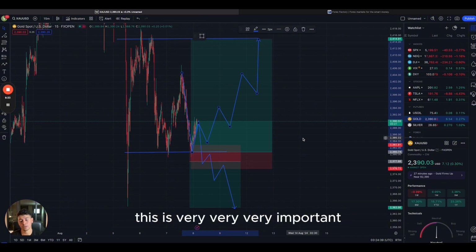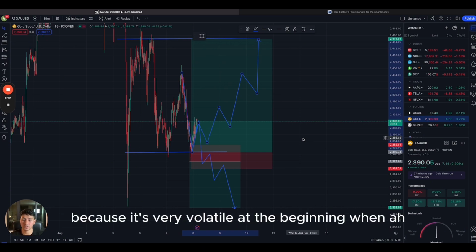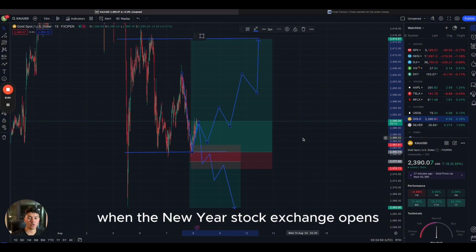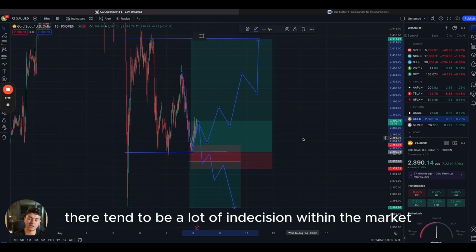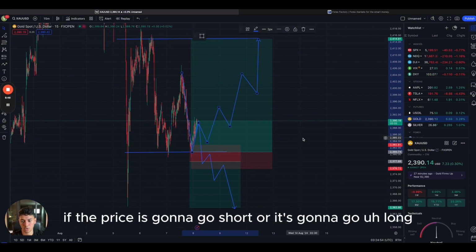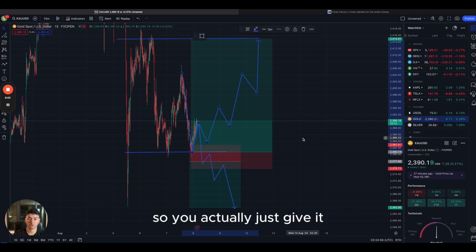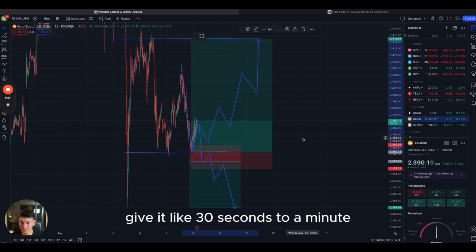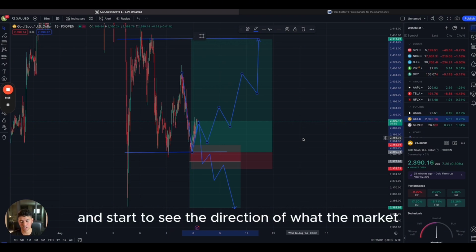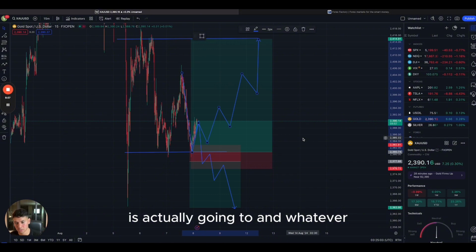This is very important. And the last thing obviously is you have to wait a little bit after markets open, because it's very volatile in the beginning. When the New York Stock Exchange opens, there tends to be a lot of indecision within the market, whether the price is going to go short or long. So you just give it 30 seconds to a minute, maybe 2 minutes, and start to see the direction the market is actually going.